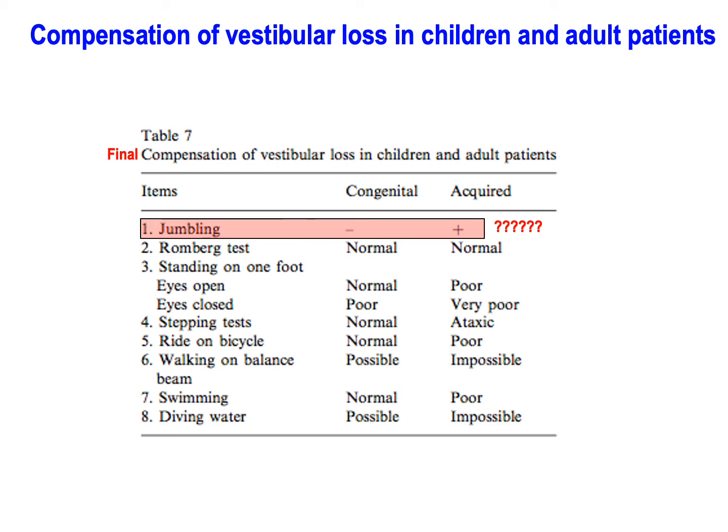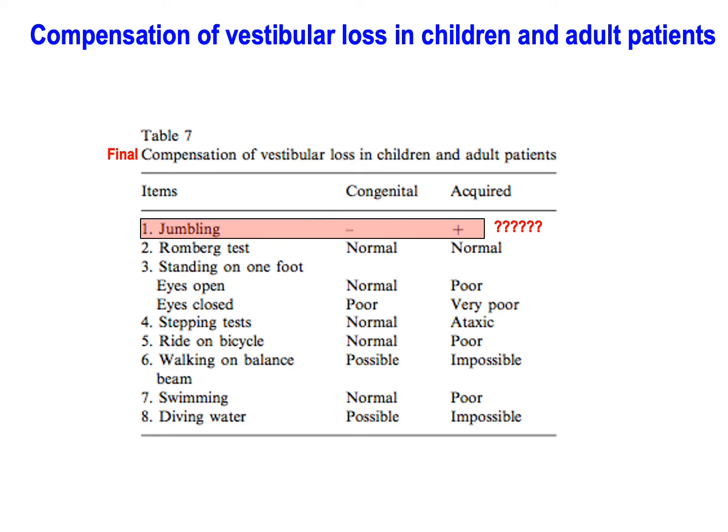For the Romberg test, those with congenital vestibular loss and acquired are presenting with a normal Romberg test. This is where you stand with one foot in front of the other, so a quite narrow mediolateral base of support. When individuals are standing on one foot with eyes open, it's normal for those with congenital loss, but quite poor for individuals with acquired vestibular loss. Eyes closed, it's poor, and very poor for the acquired, so it's really challenging to stand on one foot with vestibular loss.